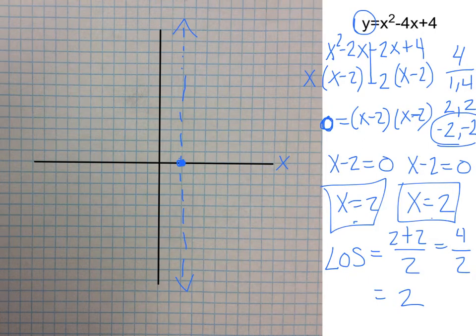And so that would be a special case of graphing, but it still works. Okay? So that's all we're going to do for our first section: find your zeros right here, plot those on your graph, find your LOS, draw your dotted line. Okay? All right, now you try some.